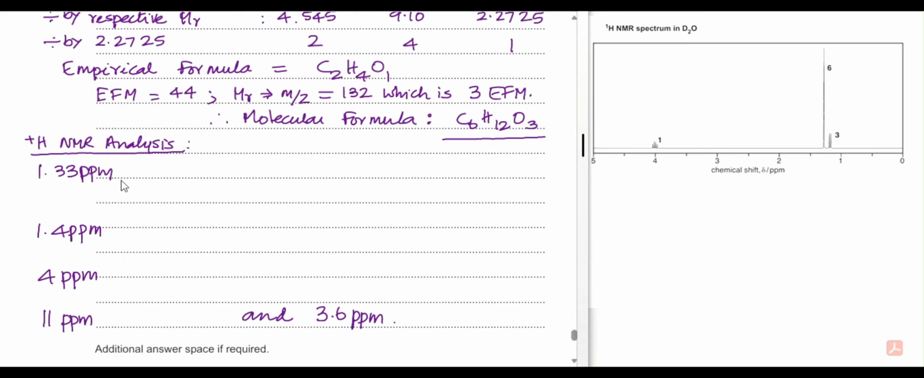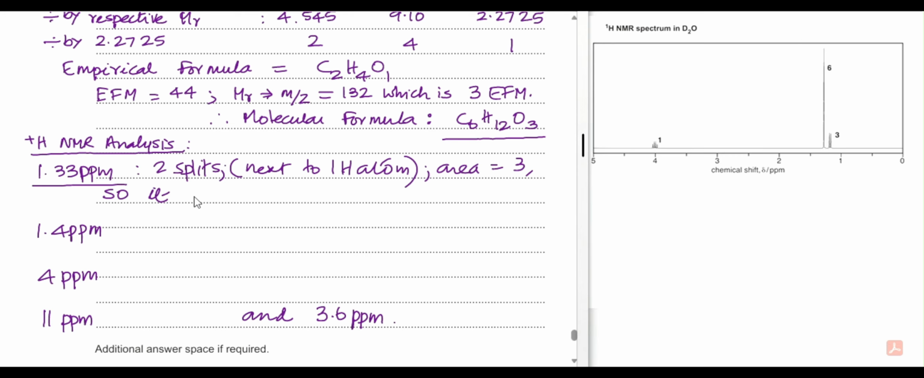Fine. Now let's write against 1.3 ppm what are the particulars there. So you can see that there are 2 splits. So it has got 2 splits. What does that mean? So next to one hydrogen atom, and its area is 3, therefore it has 3 H atoms in the environment.